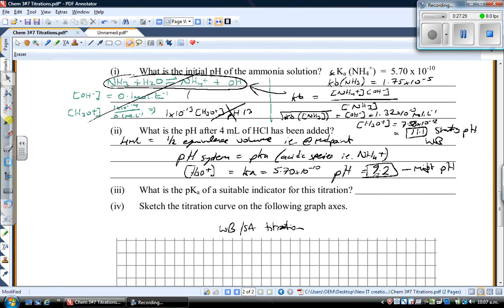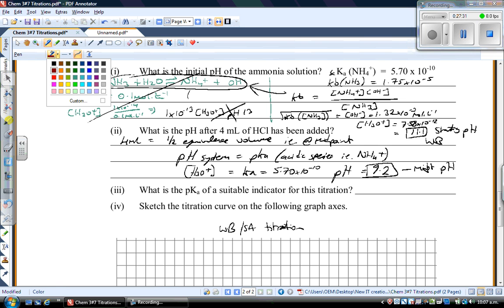So the reverse scenario for a weak base strong acid titration. In this case, the equivalence pH is going to be half the midpoint pH. So that's going to be half of 9.2, which takes you down to about 4.3. So 4.3 will be your midpoint. 4.35 will be your equivalence pH.